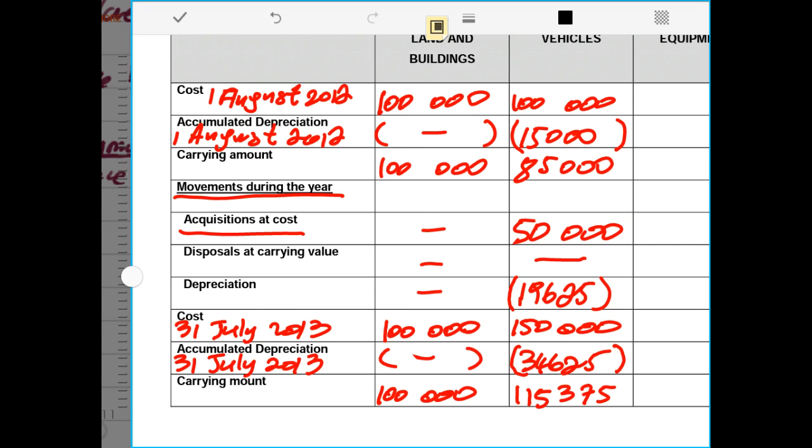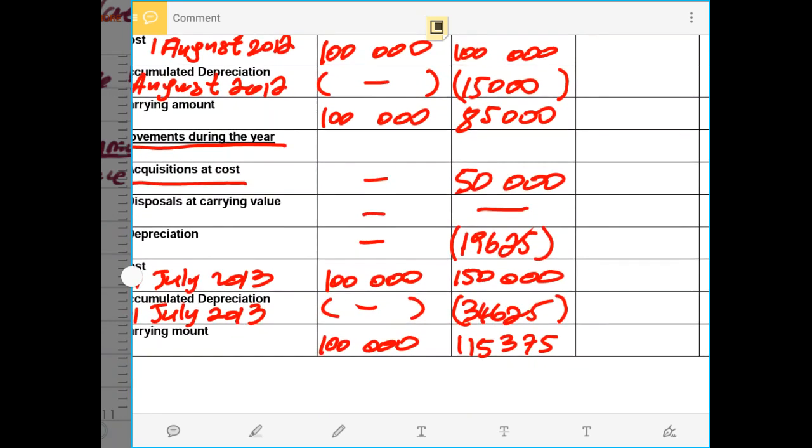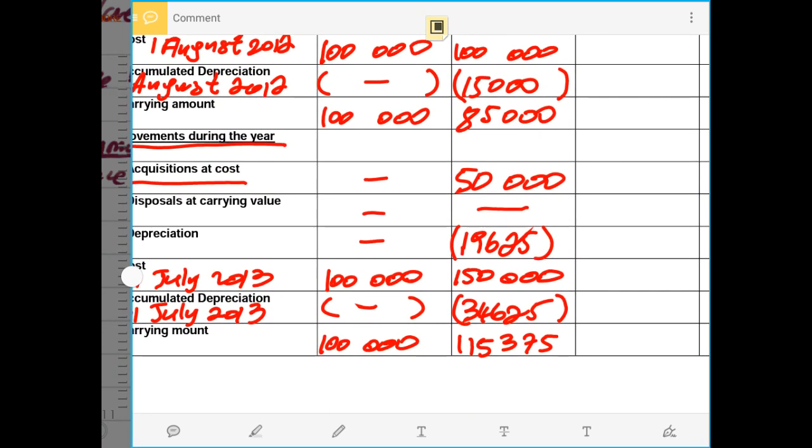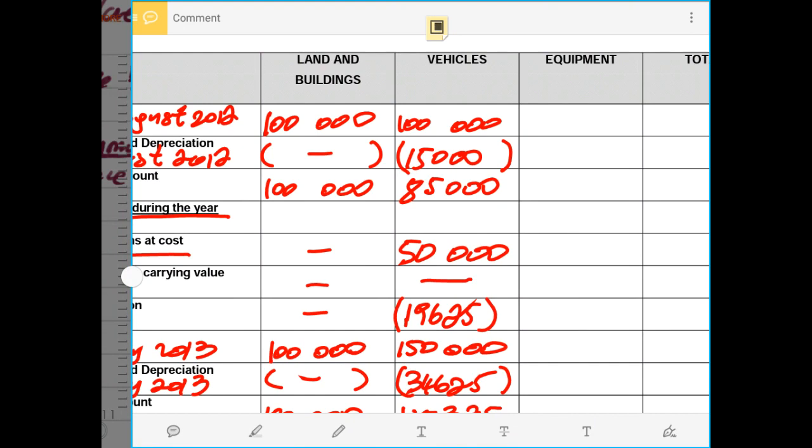Therefore, now we go to the last entry, where we will be recording the cost, the movements, and the closing balance for all the equipment. And remember, when it comes to the equipment, there was a disposal of the equipment during the year, and there was also a purchase of the equipment during the year. So now we have to account for both of that. So now we are under the column for equipment.